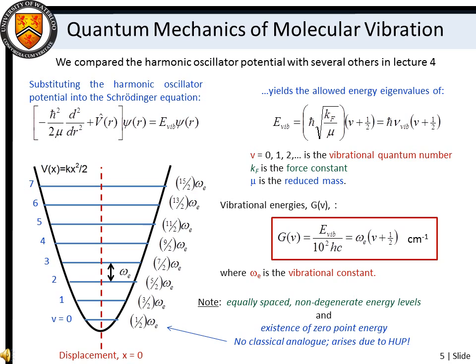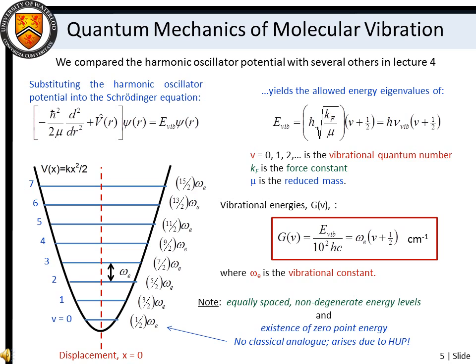Molecular systems require a quantum mechanical description. If we substitute the harmonic oscillator potential energy expression into the Schrödinger equation, we find that vibrational energies are equal to the product of Planck's constant, the classical vibrational frequency, and an index v plus a half. Here, v is the vibrational quantum number. Usually, vibrational energies are labeled as G of v, and they are reported in reciprocal centimeters. We also collect all constants into a single term, omega e, which is known as the harmonic vibrational constant.